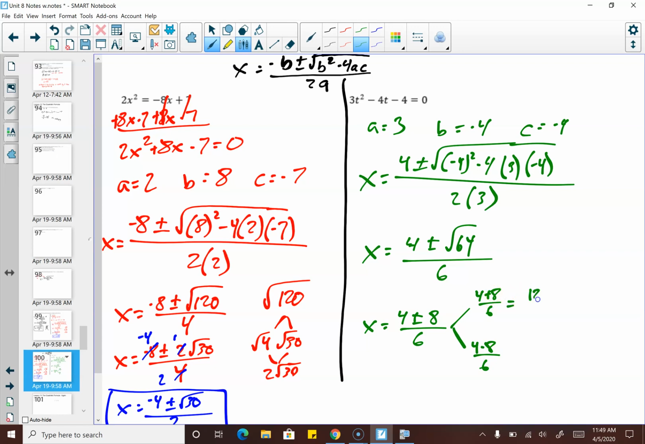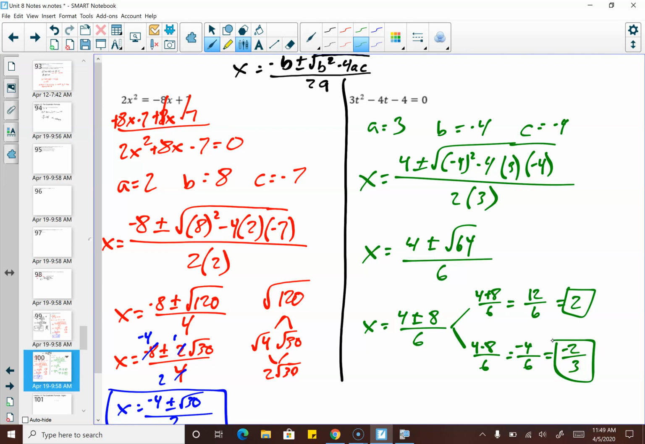Well, 4 plus 8 is 12. 12 divided by 6 is 2. So there's one answer. 4 minus 8 is -4. -4 divided by 6. Well, that gives us a decimal, and we're just going to simplify that to -2 over 3. And there are our two answers.